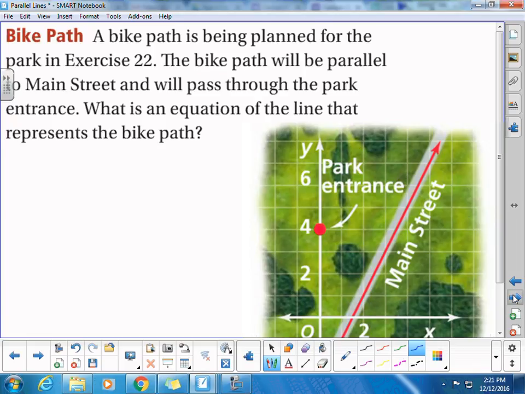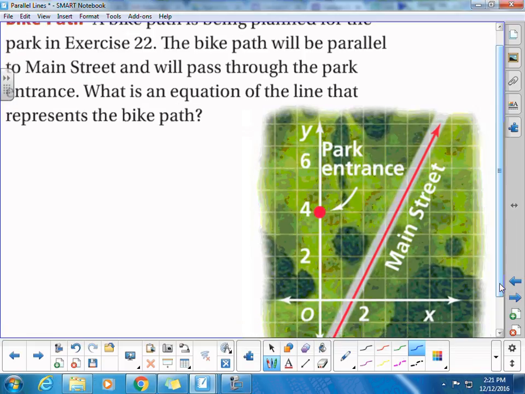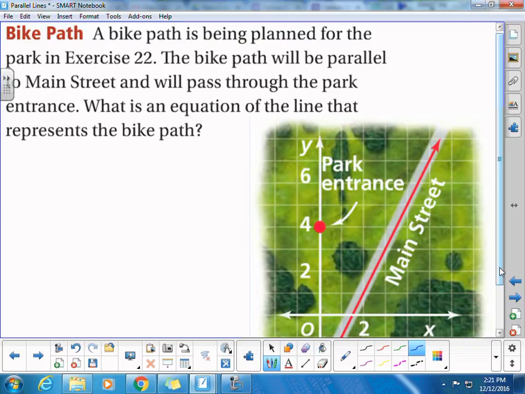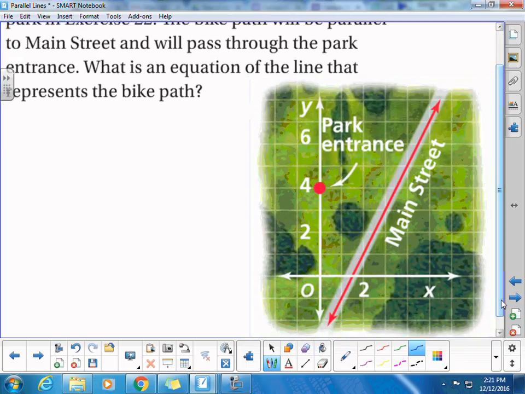Let's just look at an actual picture of a map. It says a bike path is being planned for the park in exercise 22. The bike path will be parallel to Main Street, so there's Main Street, and will pass through the park entrance. So it has to go through this point and be parallel to this line. What do I need from that line? I need to know its slope. So I have to find where it goes through exactly.